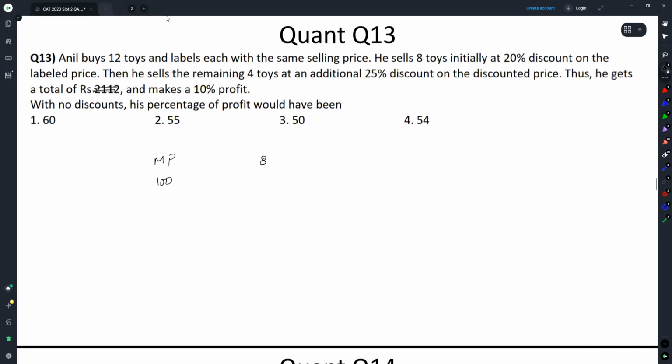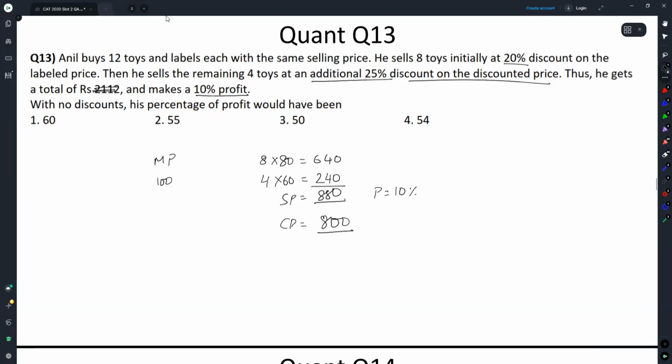MP 100. 8 toys sold at 20% discount, so 80, sold for 640. And then 4 toys at an additional 25% discount on the discounted price. 25% discount on 80 leads me to a selling price of 60. This gives me 240. So all the revenue, total SP, is 880 and we get a 10% profit. So can I say CP is equal to 800? If SP is 880 and profit is 10%, CP is 800.